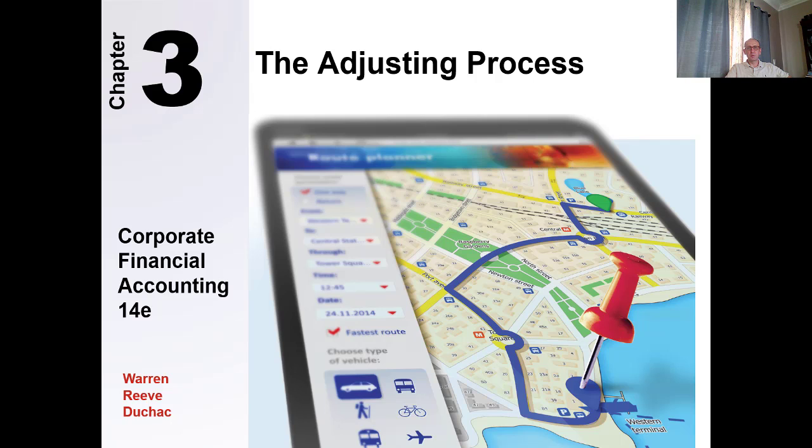In today's video, I'm going to go over Chapter 3, which is about the adjusting process. The reason we have this chapter is because in accounting we have two concepts. One of those concepts is something we call the cash basis, and the other concept is the accrual basis. Maybe I call them concepts, but they're basically two ways of doing accounting.